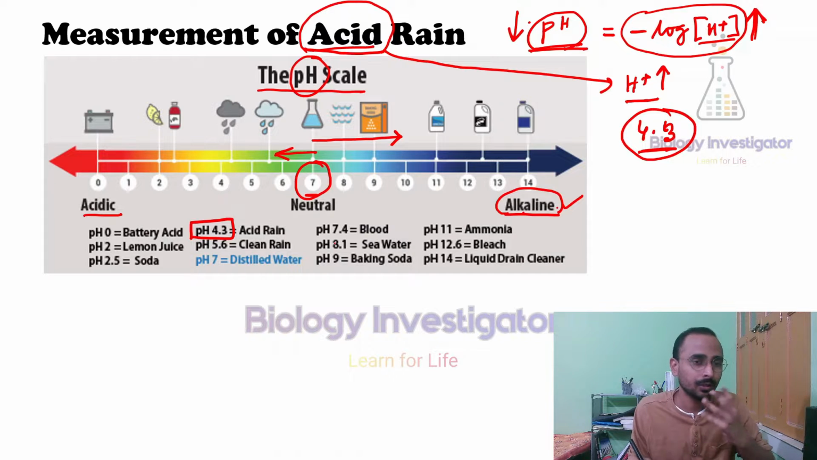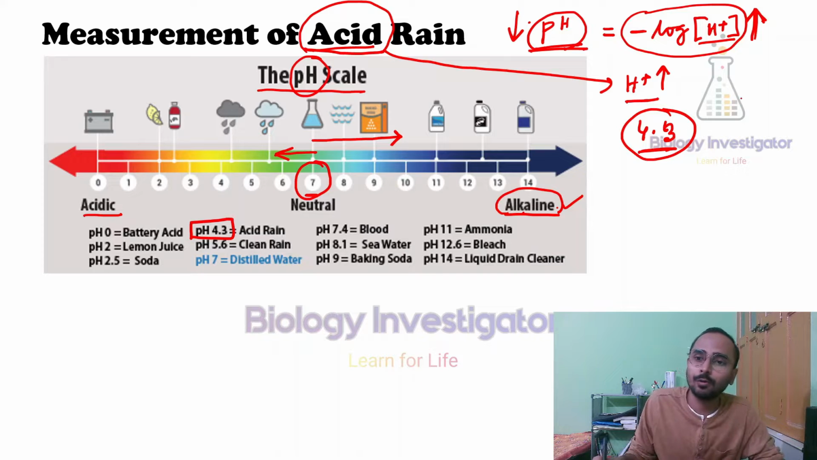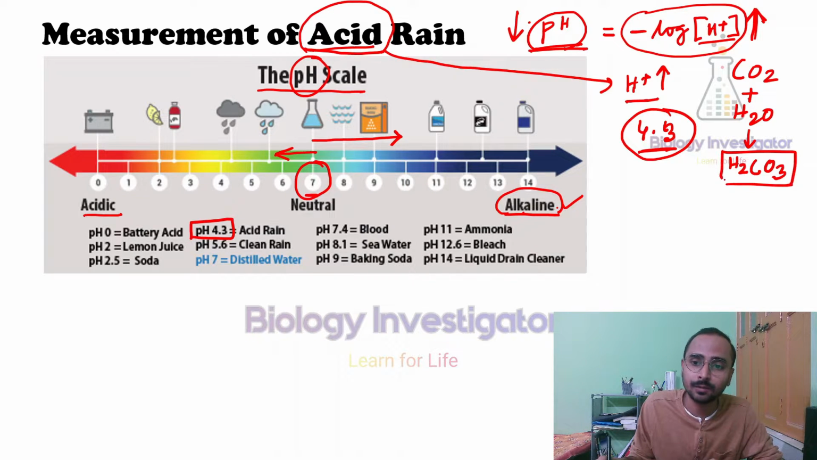And you can be surprised, usually a normal rainwater is a little bit acidic. Why so? Because there is enough carbon dioxide in the atmosphere, and earlier I told you that carbon dioxide along with water can form carbonic acid, and because of the presence of this carbonic acid in the rainwater, usually rainwater is a little bit acidic, but not like pH 4.3.